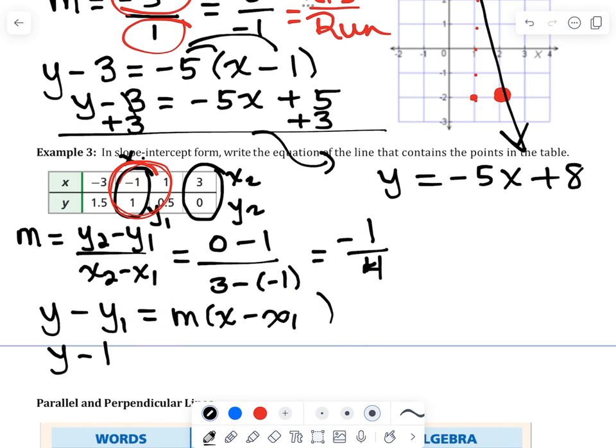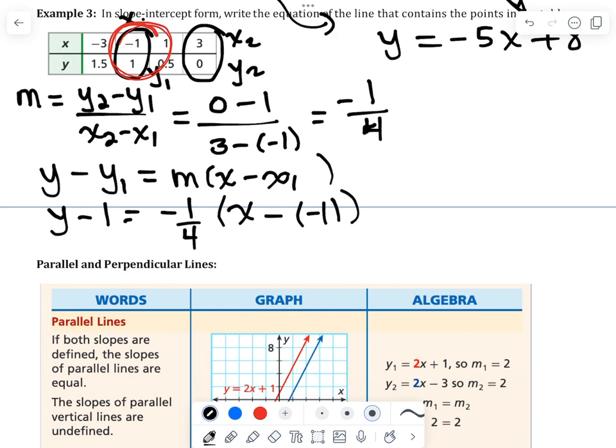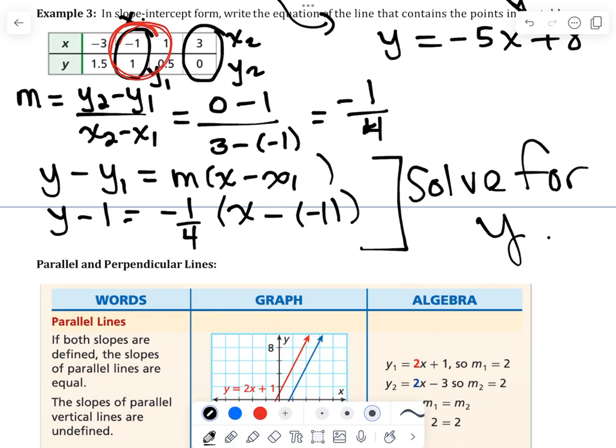So y minus 1 equals -1/4 times x minus -1. Now we do need to do the same thing that we did in the previous example and solve it for y. So what you do to finish this right here is solve for y like we did on the previous example.